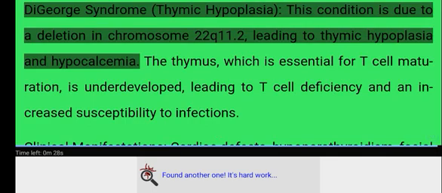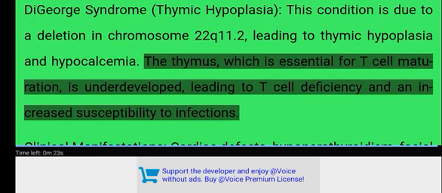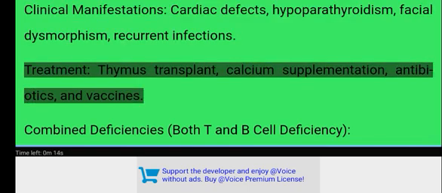This condition is due to a deletion in chromosome 22q11.2, leading to thymic hypoplasia and hypocalcemia. The thymus, which is essential for T cell maturation, is underdeveloped, leading to T cell deficiency and an increased susceptibility to infections. Clinical manifestations: cardiac defects, hypoparathyroidism, facial dysmorphism, recurrent infections. Treatment: thymus transplant, calcium supplementation, antibiotics, and vaccines.